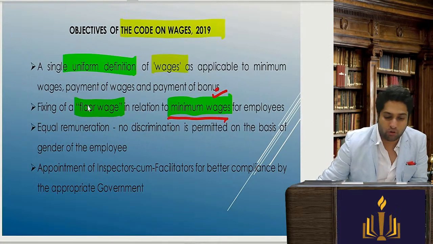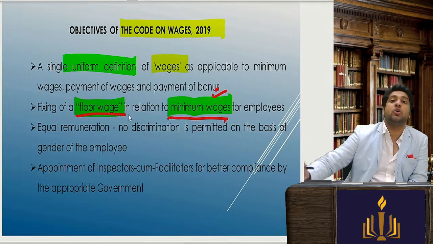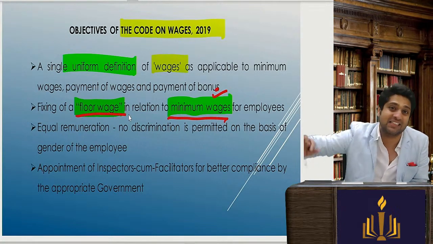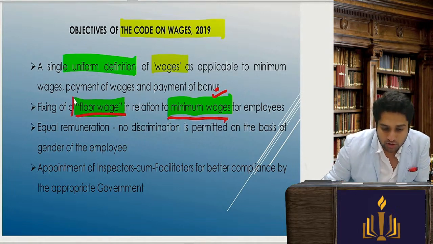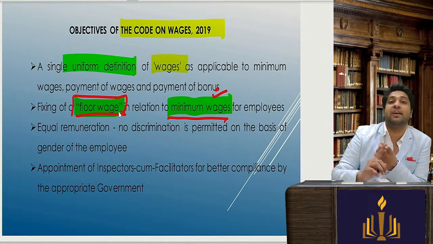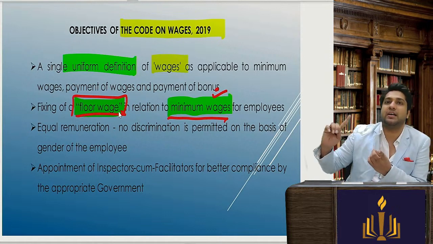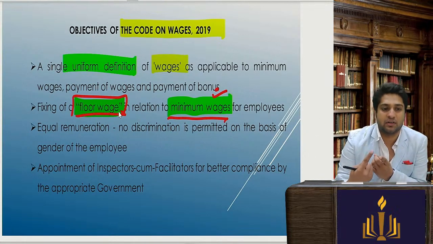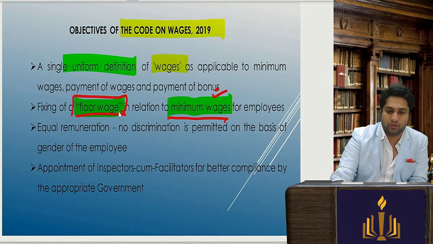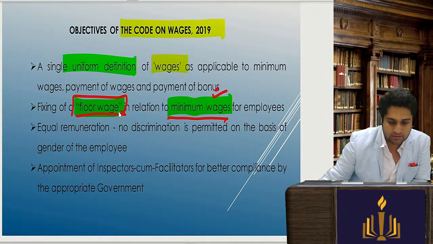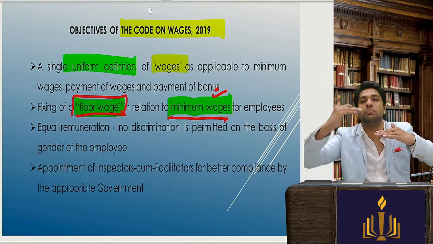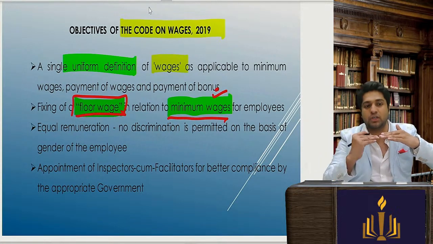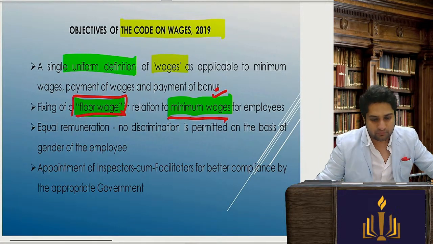The central government will also say that there is a floor wage. No minimum wage in any sector can go below the floor wage. Clear? So the floor wage is one wage which says that no matter which sector it is, it cannot go below the floor wage. Clear? So the floor wage is the bare minimum. No minimum wages can be set below the floor wage.